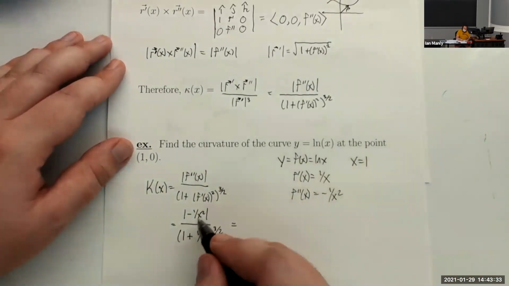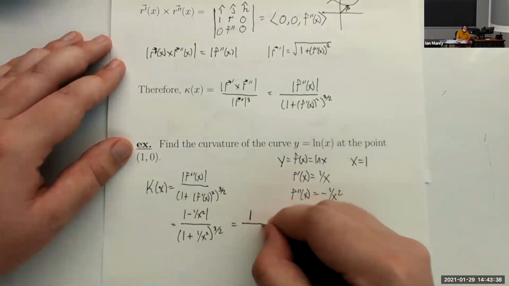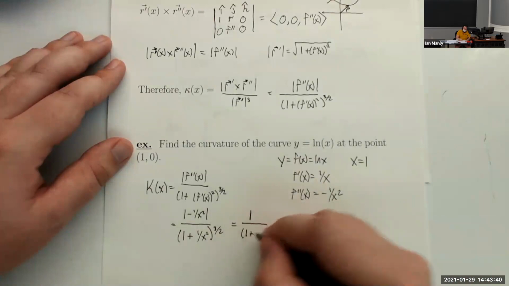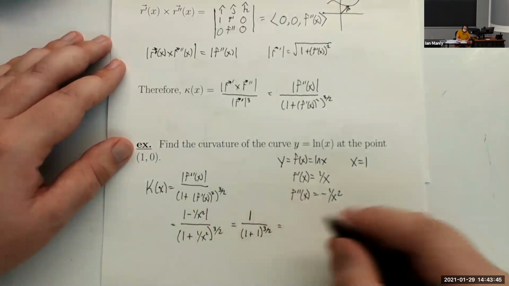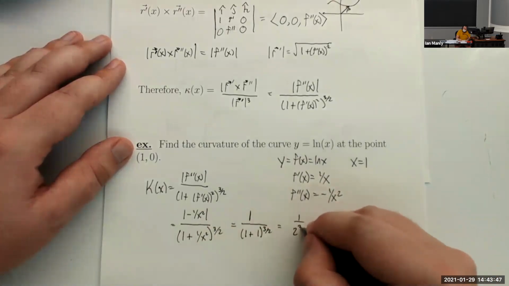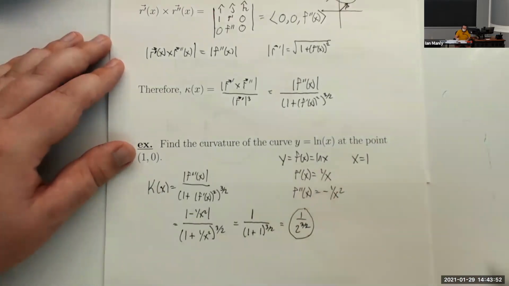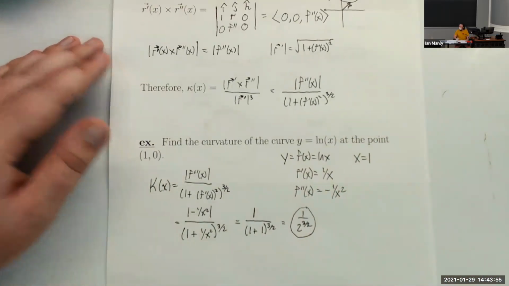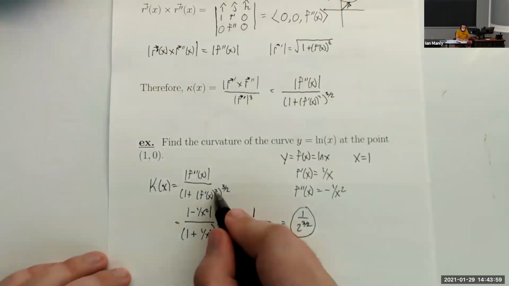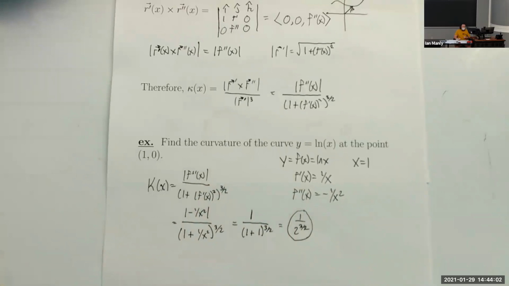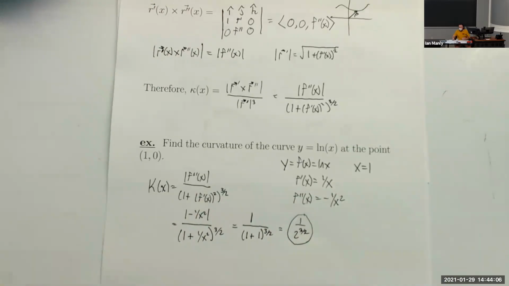So if I plug 1 into here, I have -1 in absolute values, becomes a 1. And down here I have 1 plus, well, if I plug 1 into that, I'm going to get 1. So I end up with 1 over 2 to the 3/2. So this is going to be our curvature for this right here. Isn't f prime 1 over x? Yes, it is, and then we're squaring it right there. All right, so that's sort of a shortcut we can use when we have y as a function of x right there.